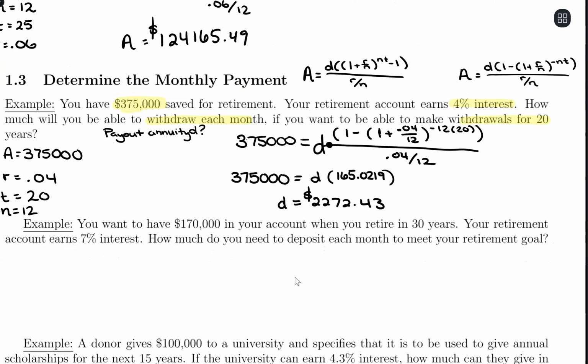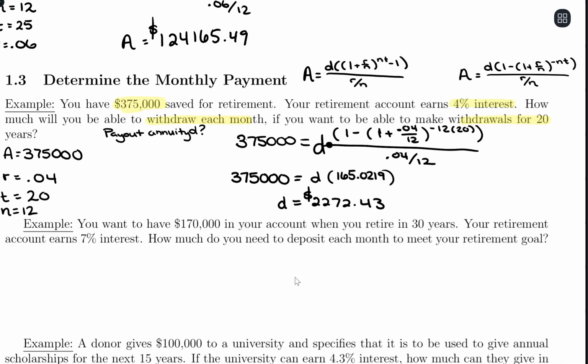So with this, if we have $375,000 saved and we want to make withdrawals each month, we can withdraw $2,272.43 each month for 20 years.